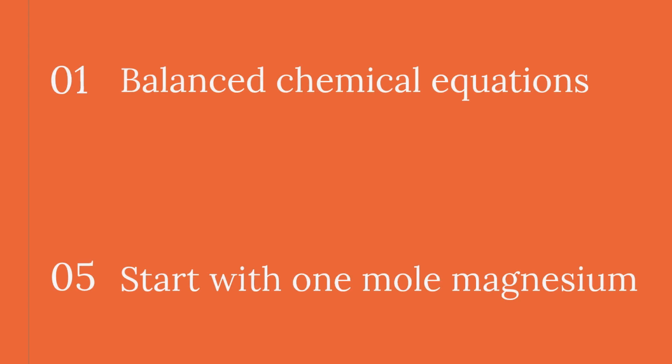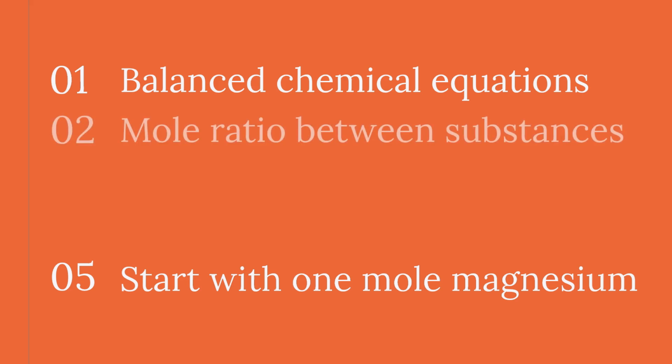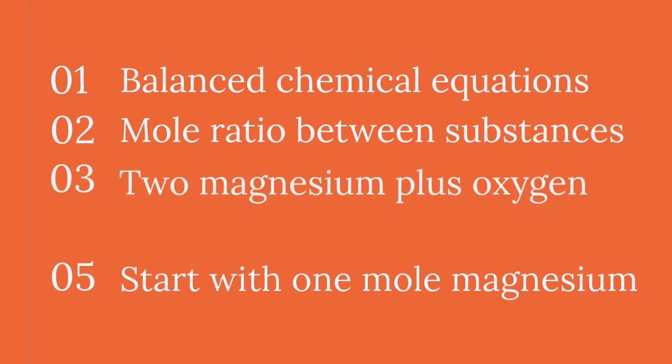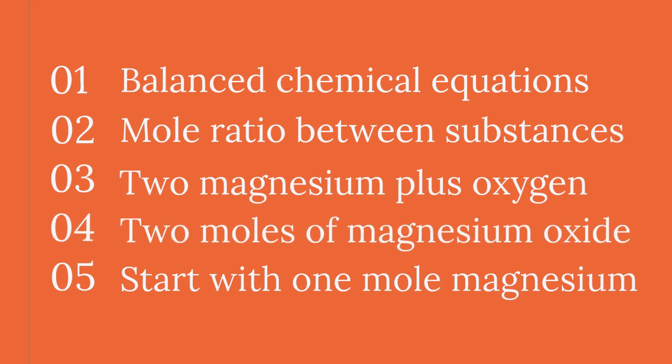Balanced chemical equations show the mole ratio between substances. For example, in the reaction 2 magnesium plus oxygen equals 2 magnesium oxide, 2 moles of magnesium react to form 2 moles of magnesium oxide. If you start with 1 mole of magnesium, you will form 1 mole of magnesium oxide. Understanding mole ratios is key in chemical reactions.